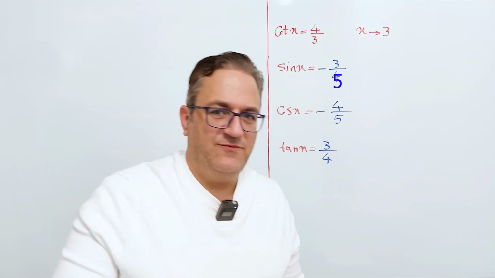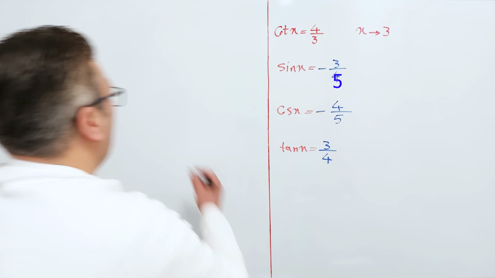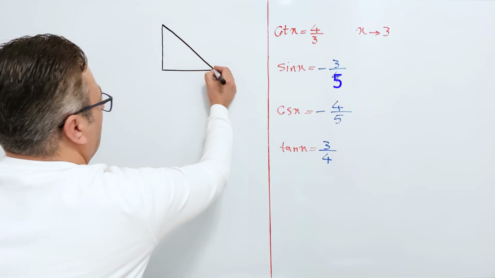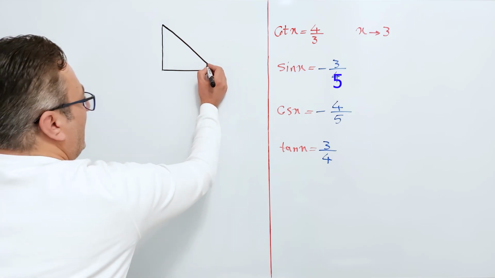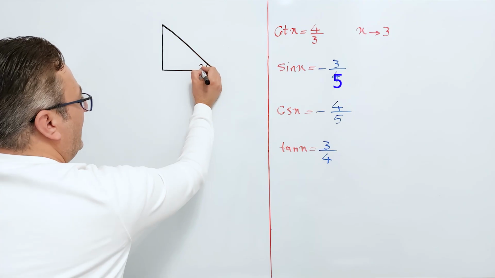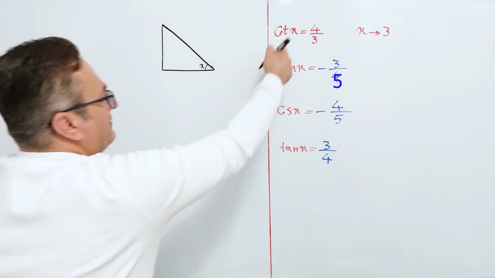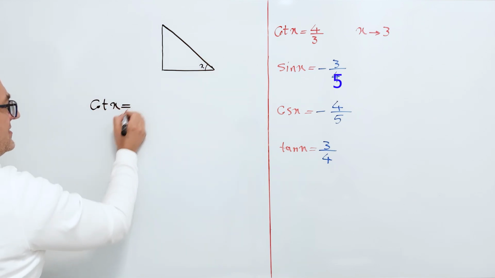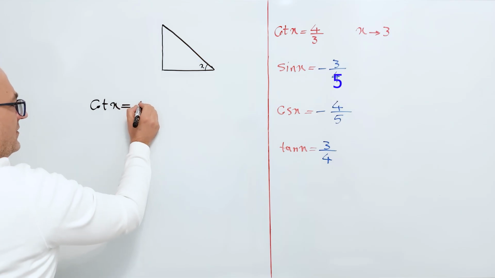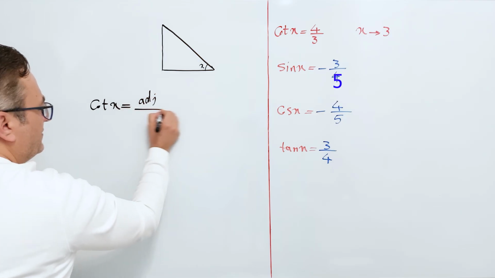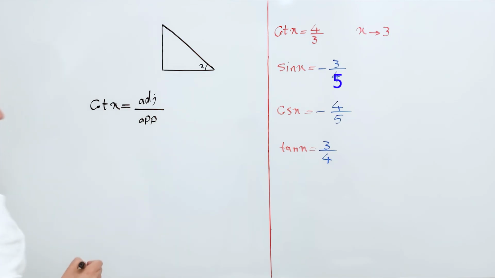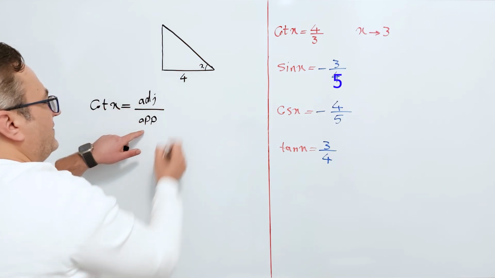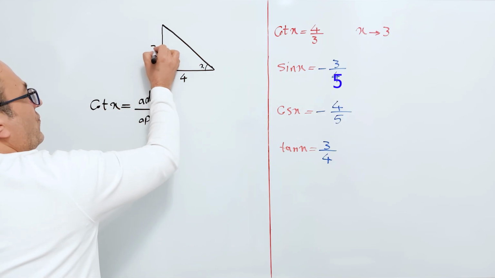Now the second method, which is the graphical method. Take a look at this right triangle, and if we take this angle as x, according to the definition of cotangent, cotangent x is equal to the adjacent side divided by the opposite side. So the adjacent side is equal to 4 and the opposite side is equal to 3.